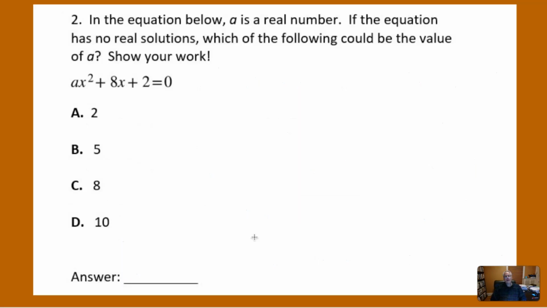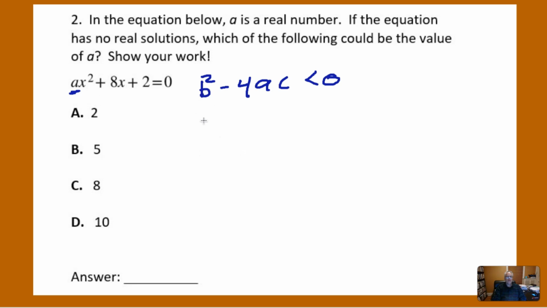Okay, this is the type of question that might come up. It says in the equation below, a is a real number, okay? And if the equation has no solutions, which of the following could be the value of a? So when we put one of these in for a, which one gives us an equation that has no solution? So I'm going to look at the discriminant, b squared minus 4ac. In order for there to be no solution, this needs to be less than 0.